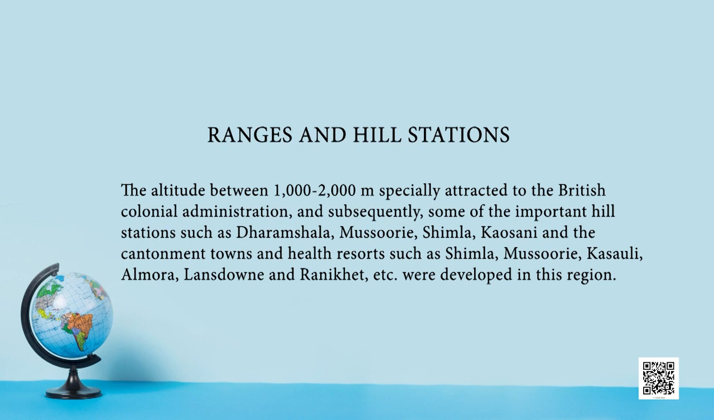So the British colonial administration formed certain important hill stations here like Dharamshala, Mussoorie, Shimla, Kasauli, and they also formed certain cantonment towns and health resorts such as Shimla, Mussoorie, Kasauli, Almora, Lansdowne and Ranikhet. These are all developed initially by the Britishers.